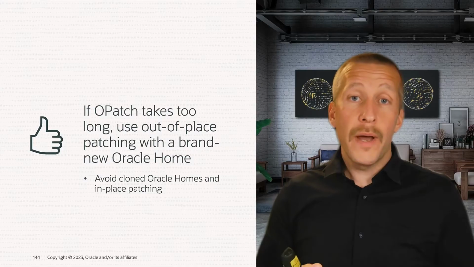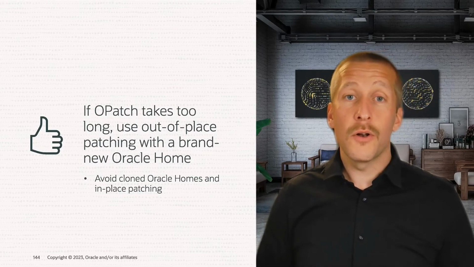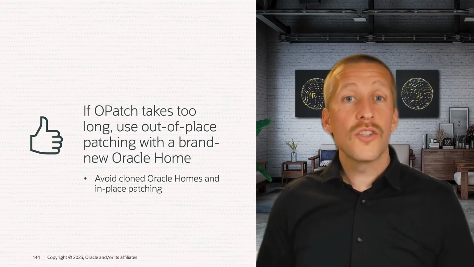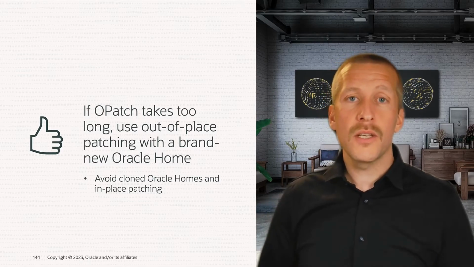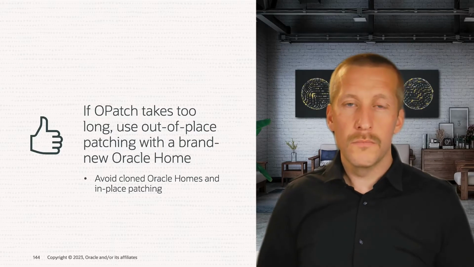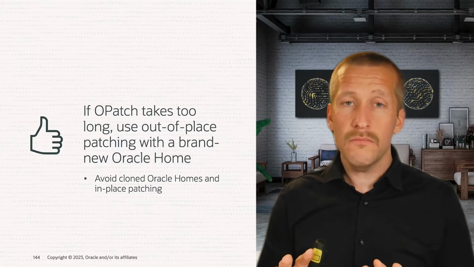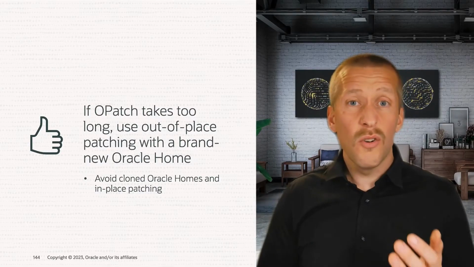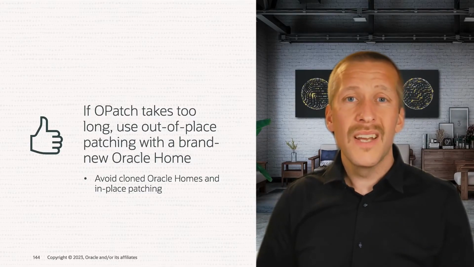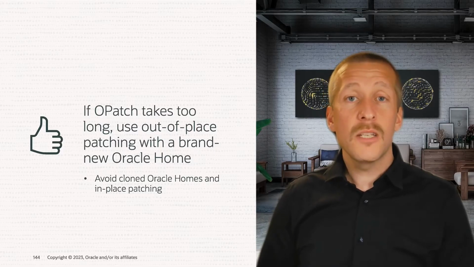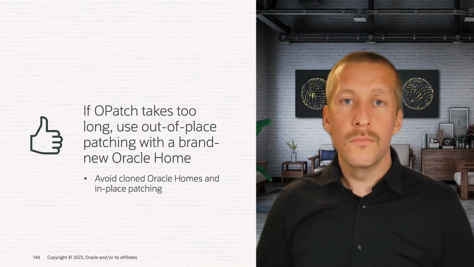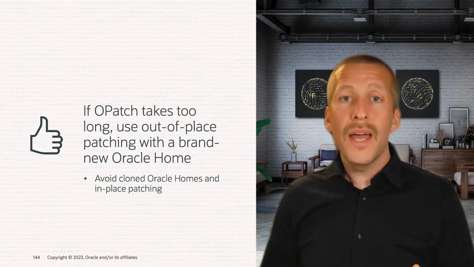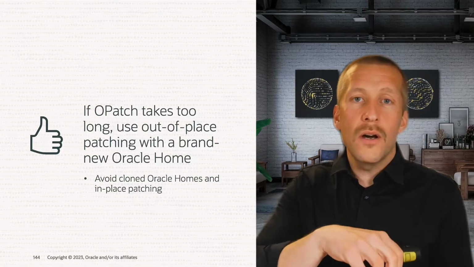When you run OPatch and put the patches into the Oracle home, if you think that it takes too long to apply those patches, try and switch to out-of-place patching using a brand new Oracle home. Don't use in-place patching and don't use cloning of Oracle homes. Cloning Oracle homes is really convenient, but it has a downside. It's better to get a brand new Oracle home. So you go to oracle.com and you get the base release 19.3, and then you apply only the patches you need on top of that.